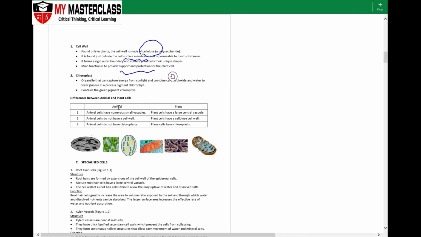So, differences between animal and plant cells, take note of here, it's a very common question.